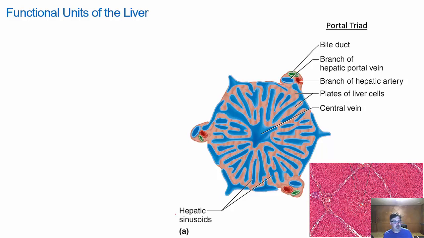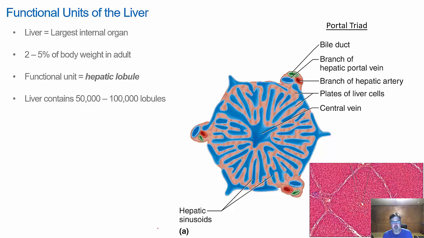Now, what we want to look at to understand how the liver functions are the different functional units. And for right now, we're going to stick with this little guy here. This is called the hepatic lobule. And this hepatic lobule is what we like to think of as one of the functional units of the liver. But it's not the only one. I'll get to that in a second.